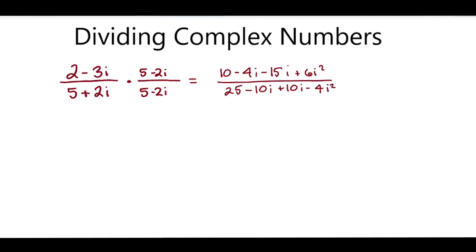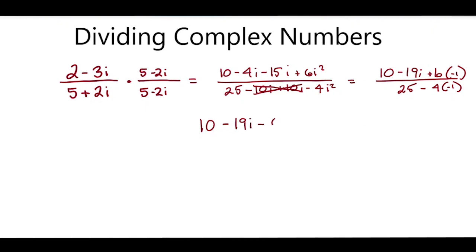So we can simplify this. On the top, I'll combine like terms, and I'm left with 10 minus 19i plus 6 times -1, because remember, i squared is -1. And on the bottom, I'm left with 25, and you'll notice that this minus 10 and plus 10 cancel. And minus 4 times -1. So we have 10 minus 19i minus 6 over 25 plus 4.